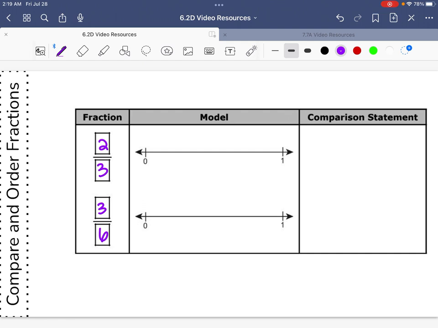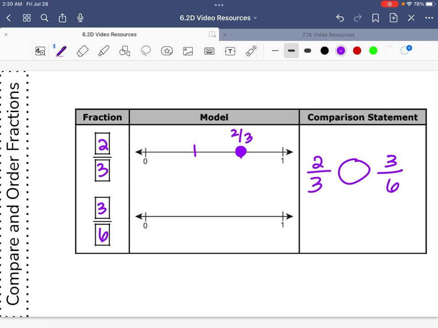So we will be comparing 2/3 with 3/6. I'm going to put the circle in the middle to represent that I don't know the inequality symbol yet. But I'm going to represent 2/3 on my number line. From 0 to 1, I need to partition it into 3 equal pieces. And I see that I have 2 out of the 3. So my dot for 2/3 will be represented right here.